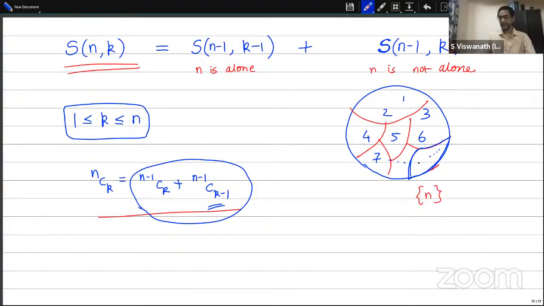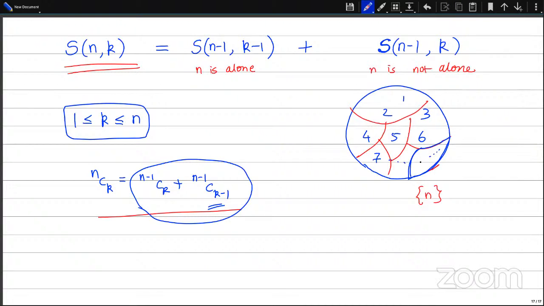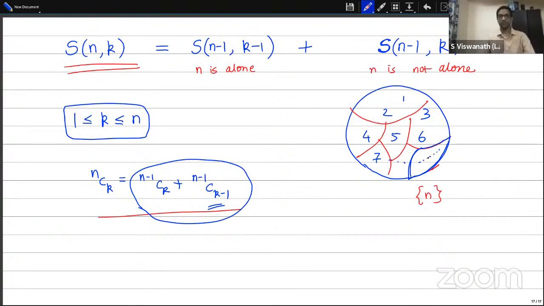I have deleted N, but N is not alone. It is part of a block containing other numbers. So the other numbers will survive, right? But this is not quite correct. I mean, this is not the formula. S(n,k) = S(n-1,k-1) + S(n-1,k) is not the formula. There is a certain amount of overcounting which is sort of happening in this second term here.